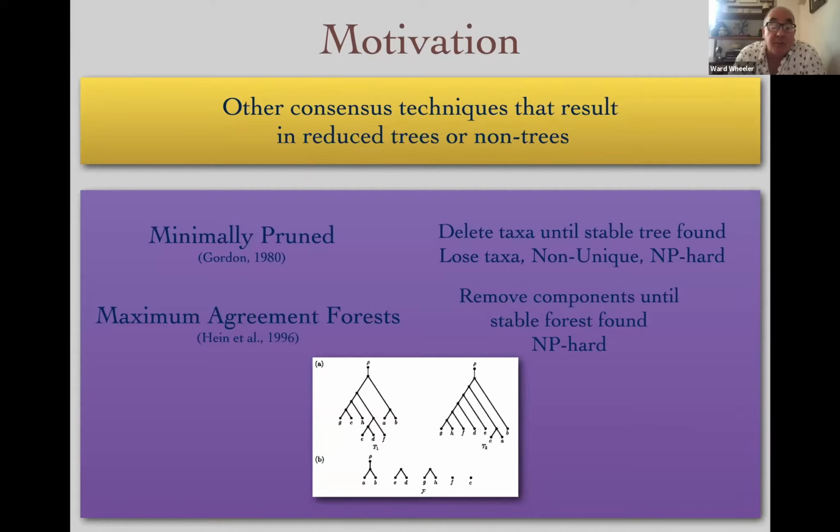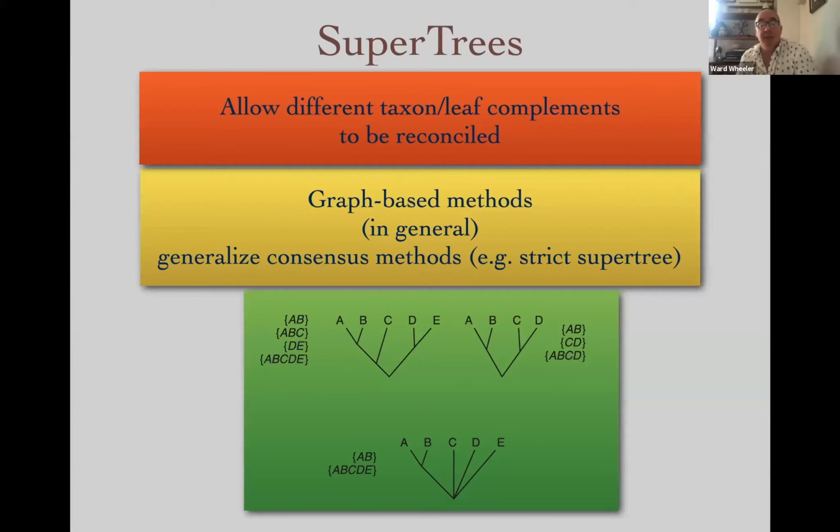Maximum agreement forests from Hein et al. '96. So removing components until a stable forest is found. This is also NP-hard, and this is a technique that has not been used in empirical studies very much that I've seen. Now, supertree techniques are a component of this.